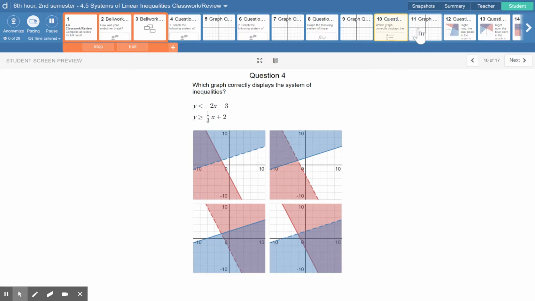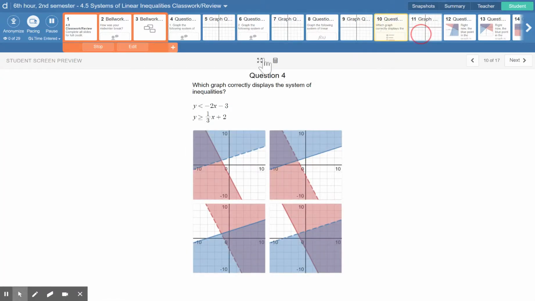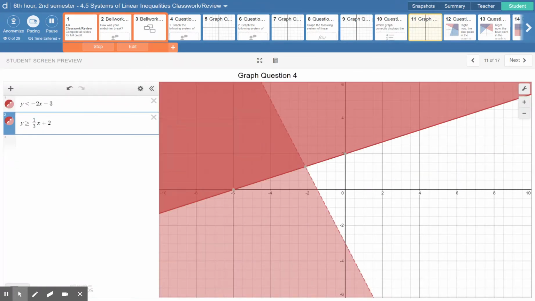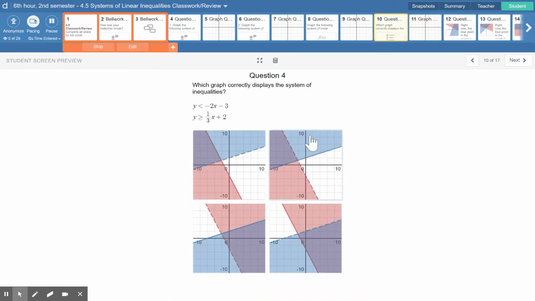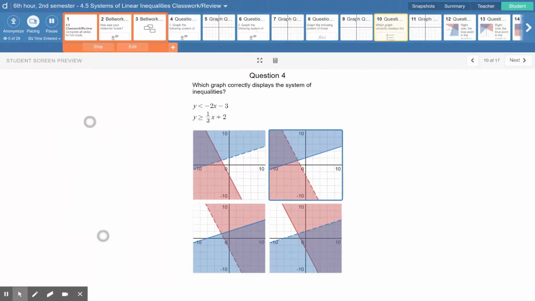And then we have y is greater than or equal to 1/3 x plus 2. And then just make sure that your 1/3 x plus 2 has your solid line. So for me, this would be my choice. Yours is going to be maybe in a different location, but the double shaded is in the top left, solid line, and then a dotted line. So double check, make sure that you click on the correct one.